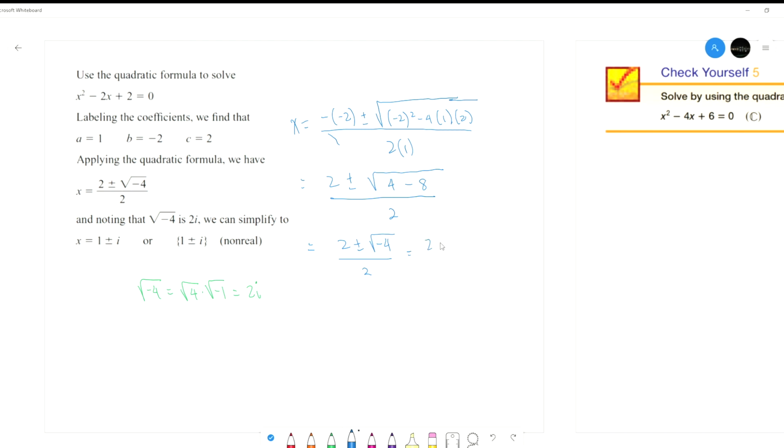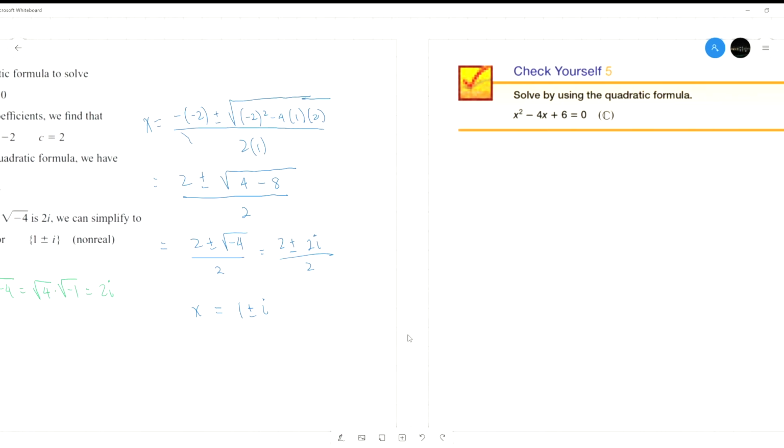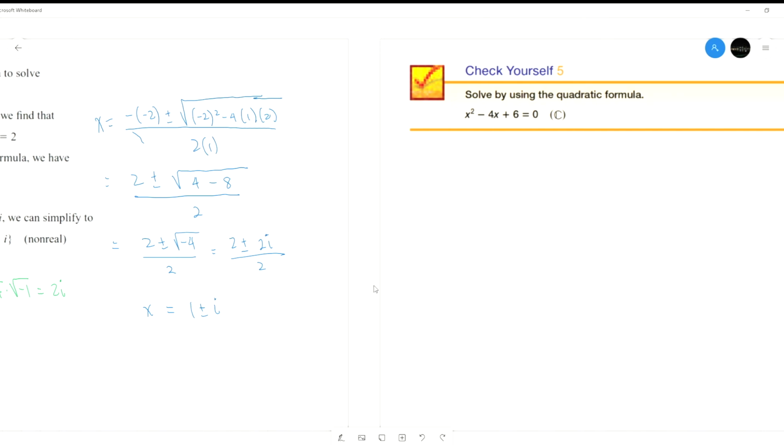So this is 2 plus or minus 2I over 2. And as you can see, there's a common factor of a 2, right? So in this one, you can just kind of see it this way, right? You can just do 2 over 2 and 2 over 2 here. So your final answer will look like 1 plus or minus I. Okay, so I know that was a little quick, but I don't think it was difficult. I want you to try the next one and see how you get a complex answer here.